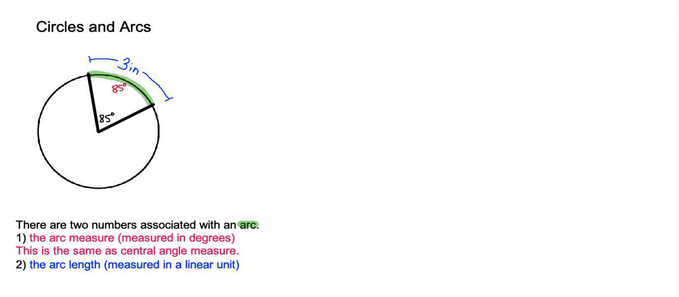First of all, you need to know that there are two different numbers associated with an arc, and I have the arc highlighted in green. Those two numbers are, one, the arc measure, which is measured in degrees, and notice it is the exact same number as the central angle measure, that's in black. And the other number is the arc length, which is measured in a linear unit. So I made up values for this problem just so you could see. The arc measure is 85 degrees and the arc length is 3 inches.